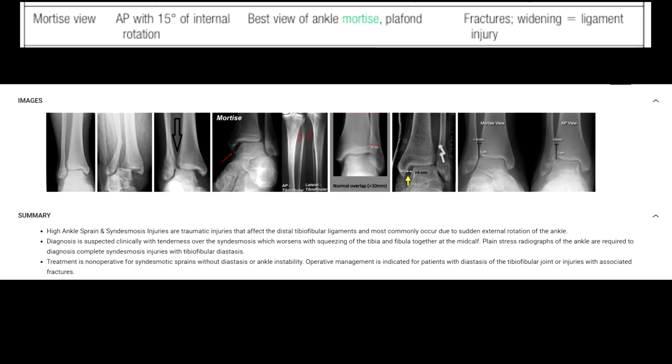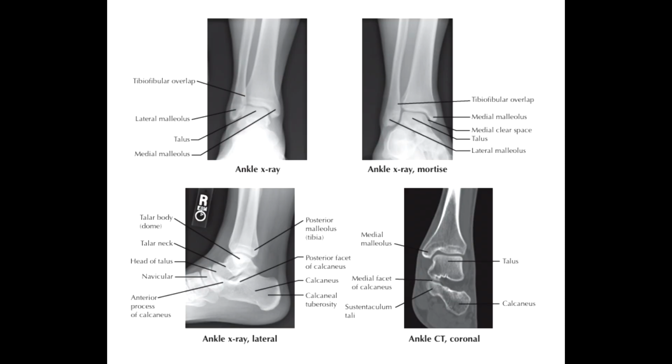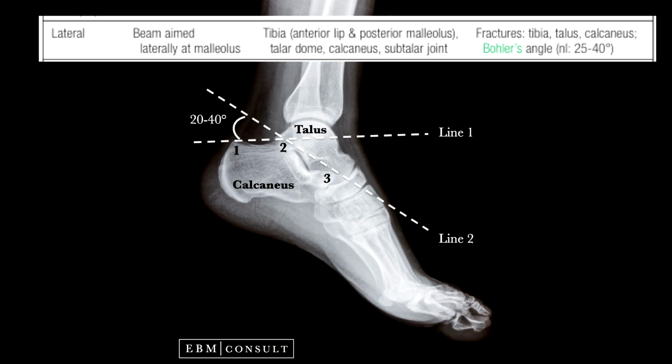Next, let us look at the lateral radiograph. Here, the beam is aimed laterally at the malleoli, providing a profile of the tibia, talus, and calcaneus. On this view, we can clearly identify the talar dome, the talar neck, the head of the talus, and the calcaneus, including the posterior facet and the calcaneal tuberosity. The navicular and anterior process of the calcaneus are also visible.